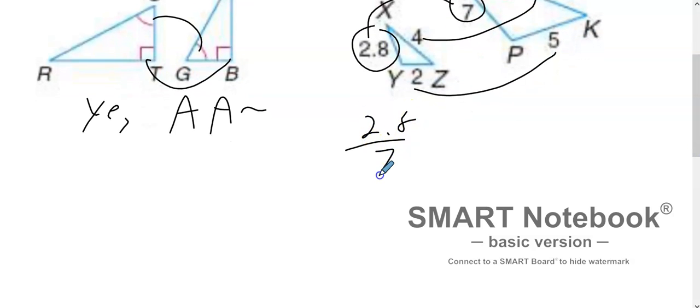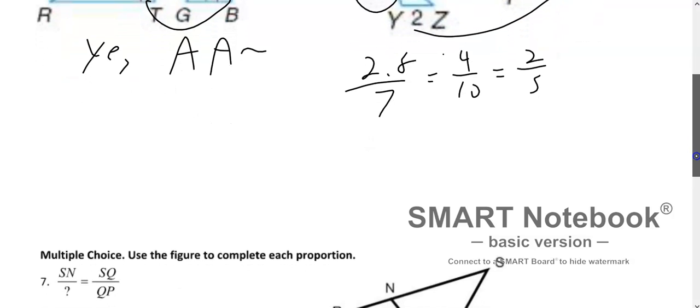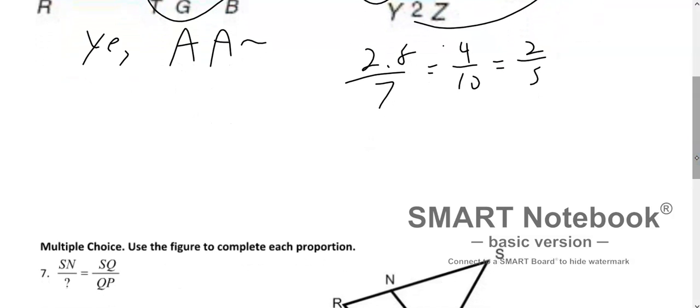2.8 over 7 equals 4 over 10, theoretically, and 2 over 5. Now remember, there are 2 ways to go, well, 3 ways, but it won't work here because you can't simplify the decimal fraction. So there's 2 main ways. You can cross multiply here and here and see what you get.